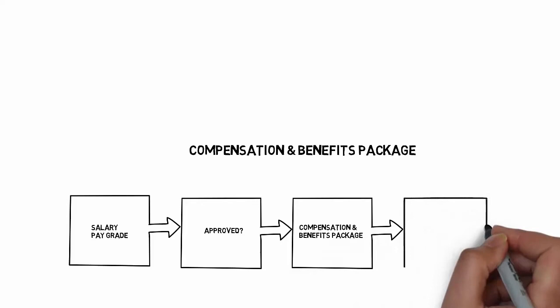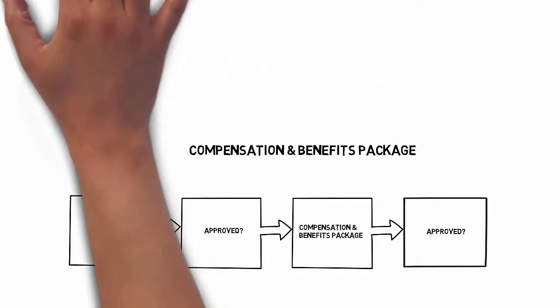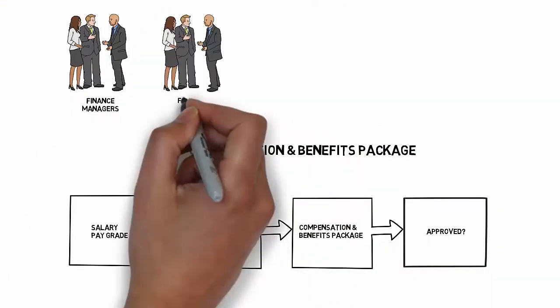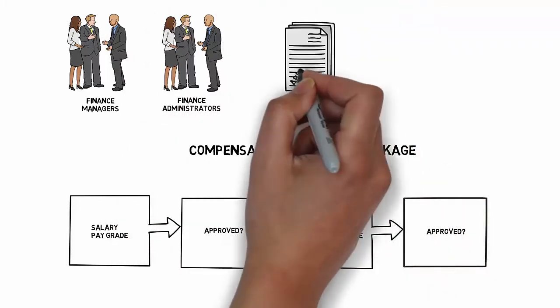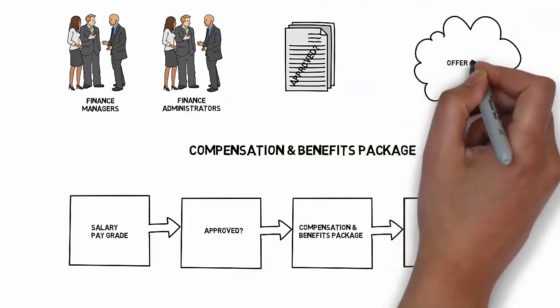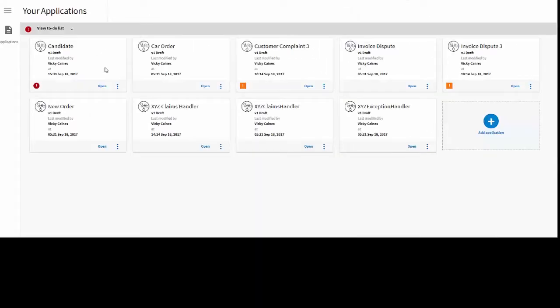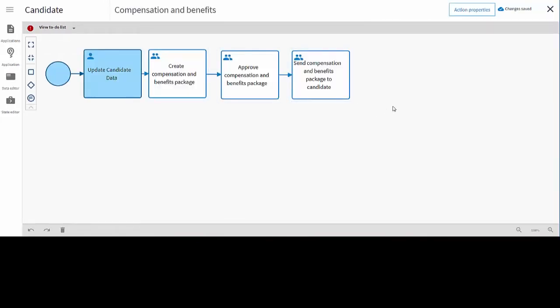First, a finance manager needs to allocate a pay grade. Then, anyone in the finance group needs to complete the compensation and benefits package information and request approval based on the pay grade. The compensation and benefits package needs to be approved by a finance manager. If approval is not given, the process allows anyone in the finance group to re-enter the compensation and benefits package information. For this process, there are several properties that Vicky needs to configure.